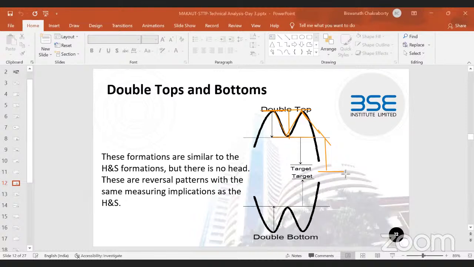And what is a double bottom? The double bottom is also very similar. The stock price starts falling, creates a low, goes up a bit, again starts falling and comes very, very nearby to the first bottom and again starts inclining upside.